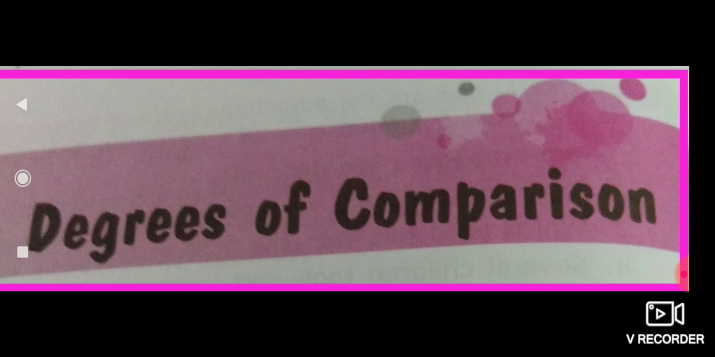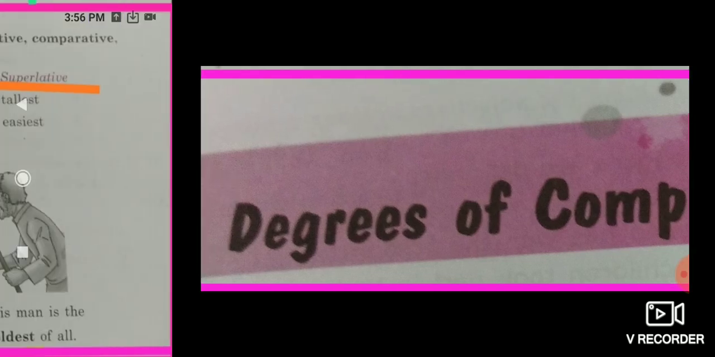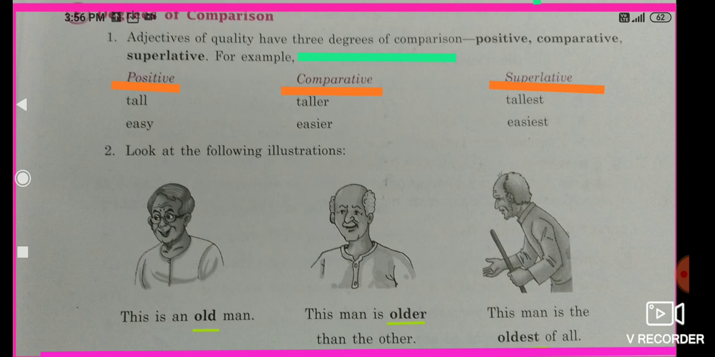Degrees of comparison is known as degrees of adjectives also. So what do you mean by comparison? Comparison means to compare one thing with another one thing, or to compare one thing with more than one thing. So we are going to discuss degrees of comparison. Adjectives of quality have 3 degrees of comparison: positive degree, comparative degree and superlative degree. So we are going to discuss them one by one.